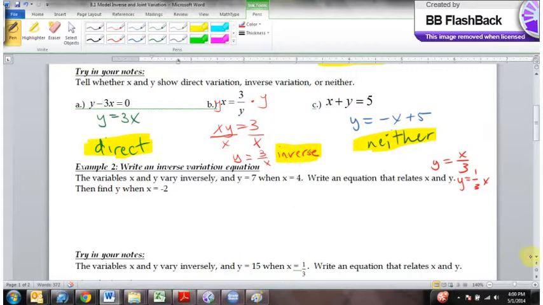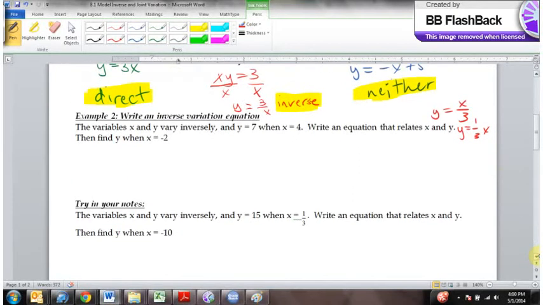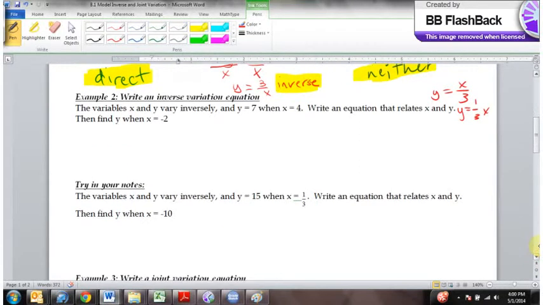Okay, example 2. Let's see what we've got going on here. Now we have words and they want us to turn them into math. So the variables x and y vary inversely. Okay, I know what that means now. That means y equals a over x. And y equals 7 when x equals 4. Okay, that's good to know. Write an equation that relates x and y. Okay, so they want me to write an equation. And then they say, then find y when x equals negative 2.